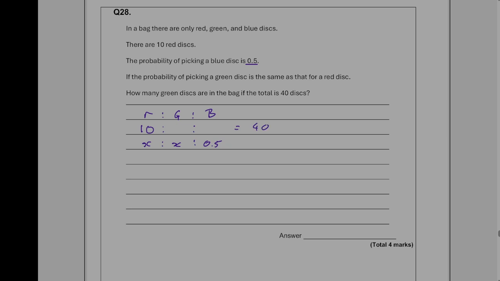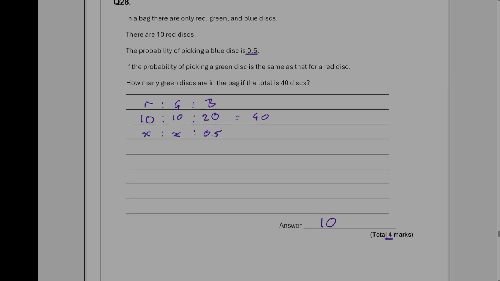If the bag total is 40, it means that we must have 20 blue discs, because half of them are blue. And if these probabilities are the same, that must be 10. So how many green discs are there? There must be 10 green discs. So I think I made that too easy for 4 marks, but there we go.